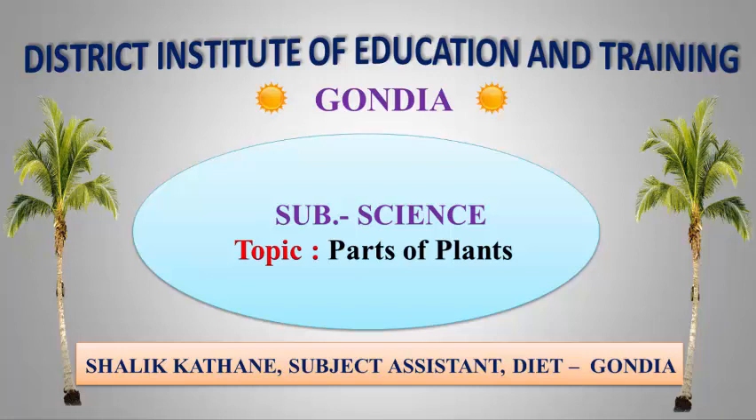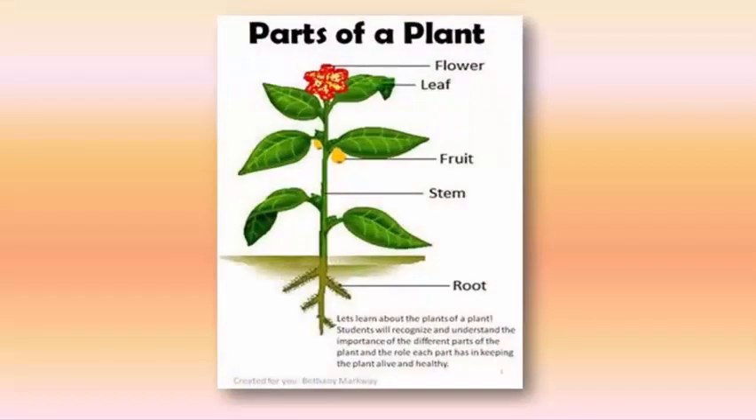Today we will learn about subject science and the topic is parts of plant. See in this picture. These pictures have parts of plant. There are mainly 5 parts of plant. First one is root, second is stem, third is fruit, fourth is leaf and fifth one is flower.